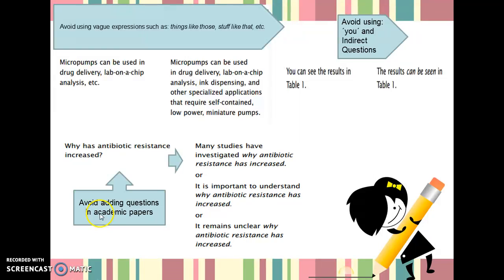Another tip: avoid adding questions in academic papers. There is a question: why has antibiotic resistance increased? Instead, that can be reformulated. Many studies have investigated why antibiotic resistance has increased. Or, it is important to understand why antibiotic resistance has increased, or it remains unclear why antibiotic resistance has increased. Remember the use of relative clauses here. Not necessarily does why go as part of a question. It can be restructured within a sentence.